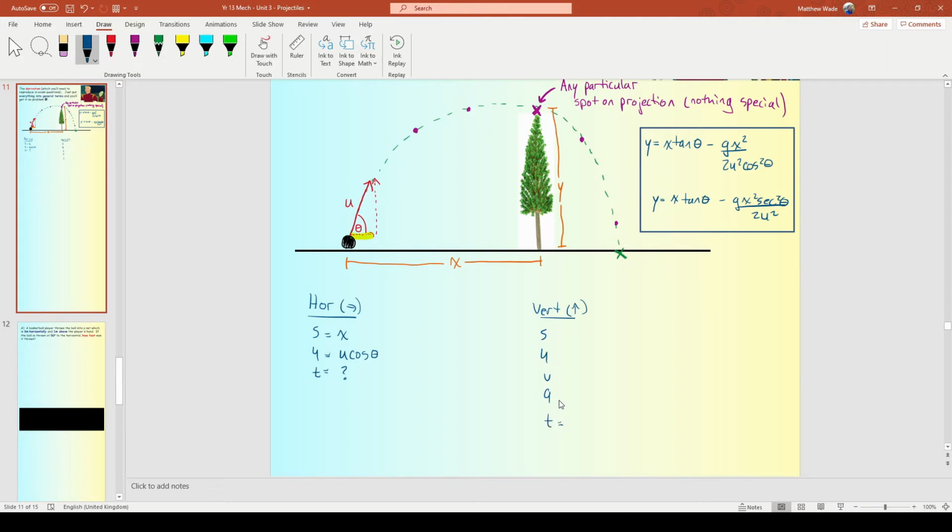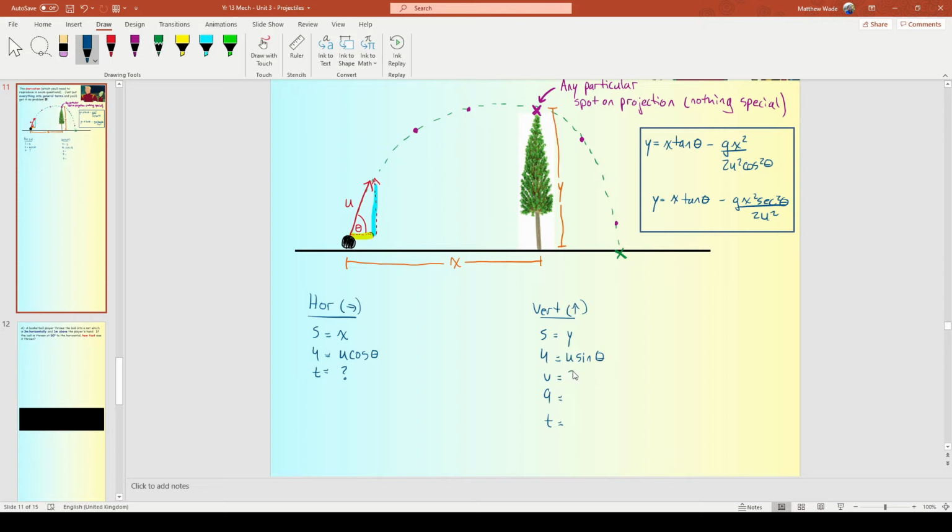Cool. Now, here we go. SUVAT, because it's accelerating vertically. S, the displacement vertically. Do we know what that is at the top of our tree there, at our generic point in the middle? Well, yeah, they called it S Y. Do we know what U is? The initial projection speed, but upward. Well, yeah, it's going to be U sine theta this time. U sine theta. Cool, which is positive because it's upward.